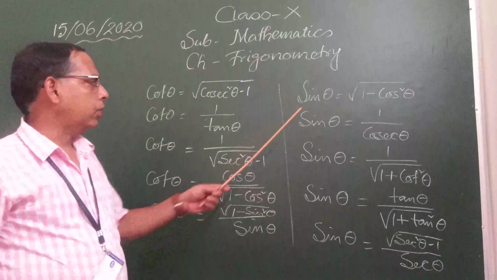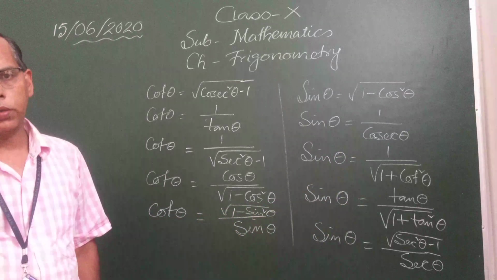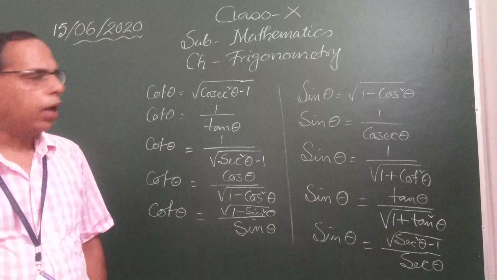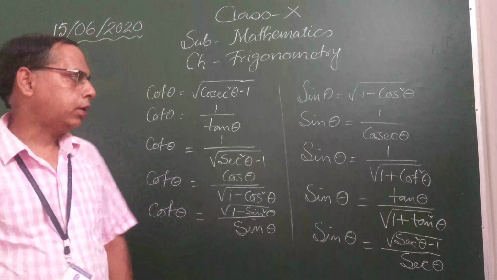So see, first of all, sine theta. There is a relation between sine and cos, the formula. What is that? sin square theta plus cos square theta equal to 1. So automatically sin theta equals root over 1 minus cos square theta.